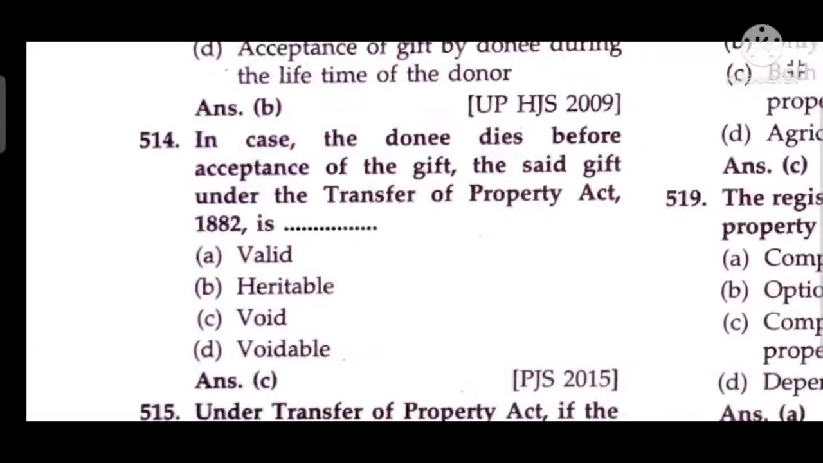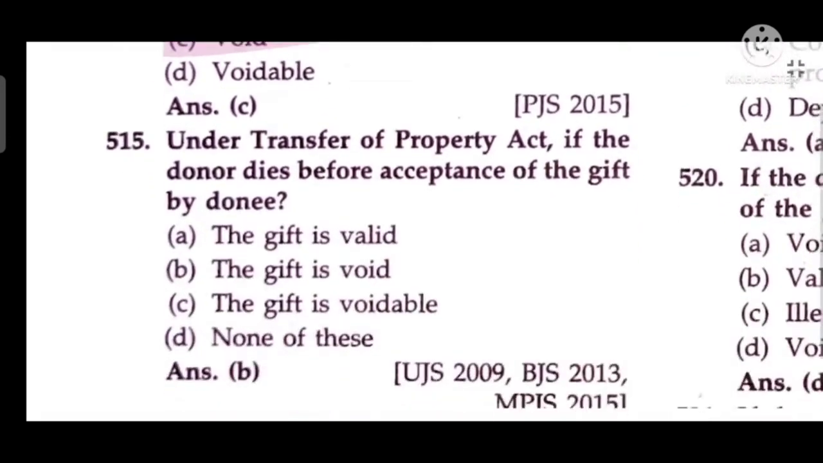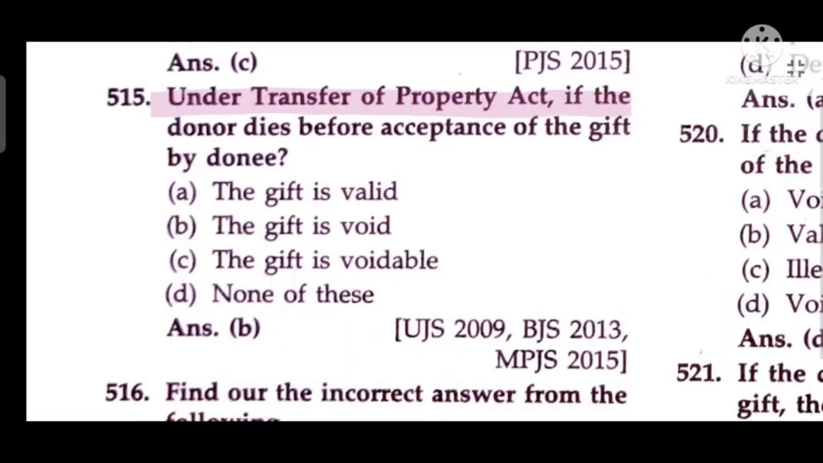Consideration. In case the donee dies before acceptance of the gift, the said gift under the Transfer of Property Act 1882 is void. Under the Transfer of Property Act, if the donor dies before the acceptance of the gift by the donee, the gift is void.